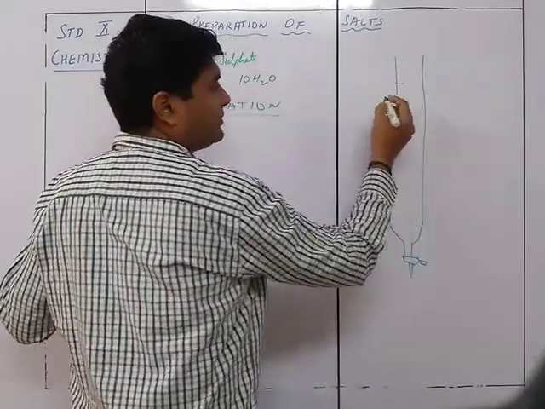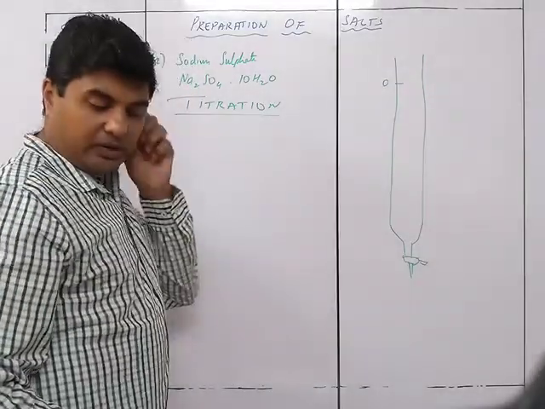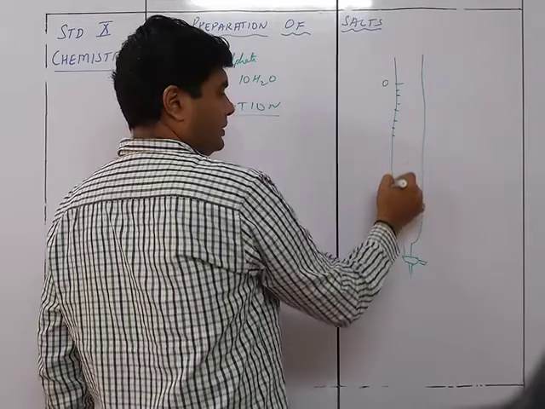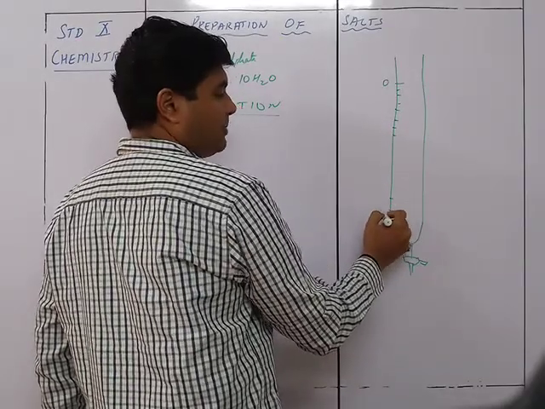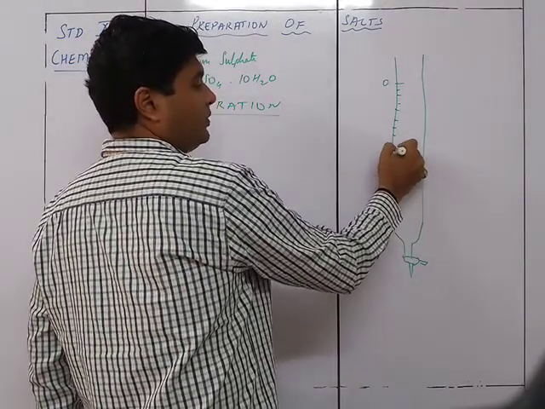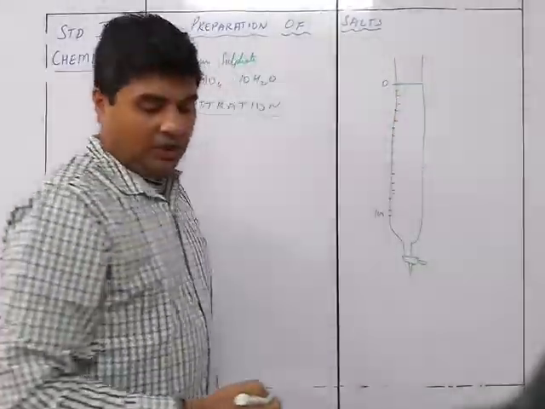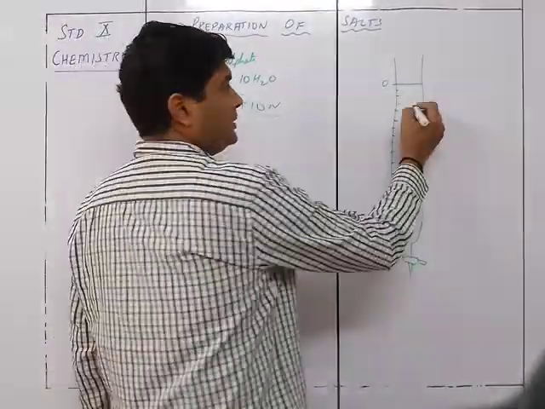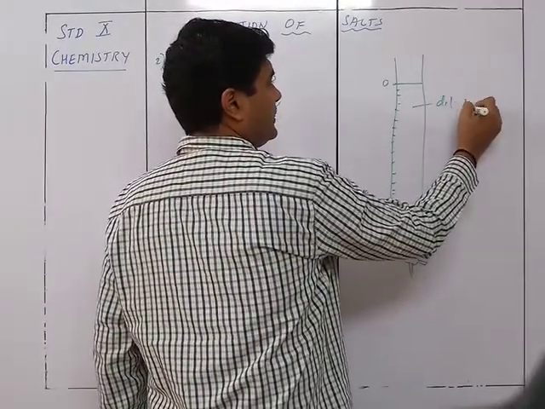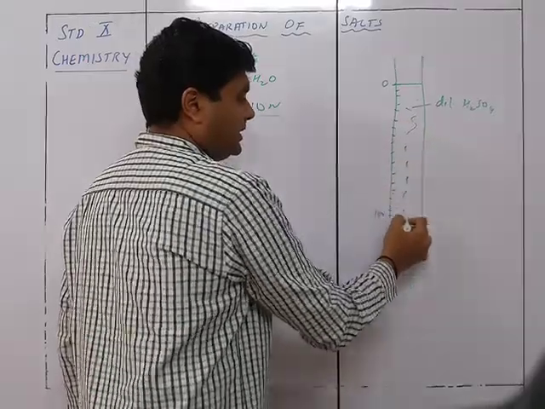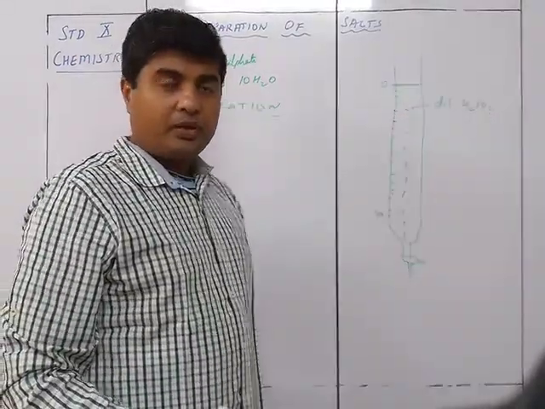This burette has got a marking from here, 0 over here. So that will be 0 and it will be marked like this. Maybe if it is 100 ml, so it will be 100 marked over here. So this is how it will be marked. You're going to fill it up completely with dilute H2SO4.